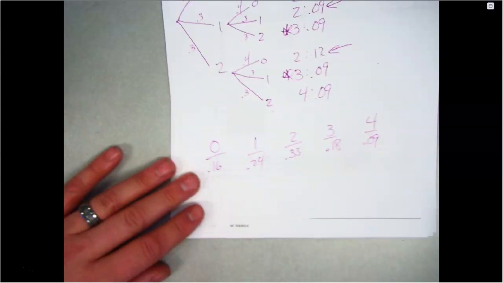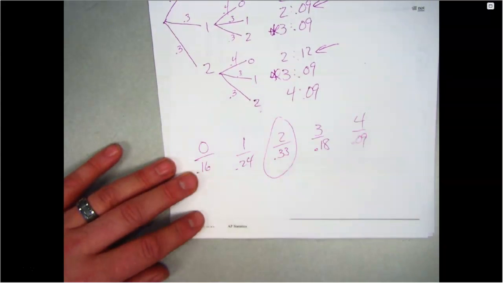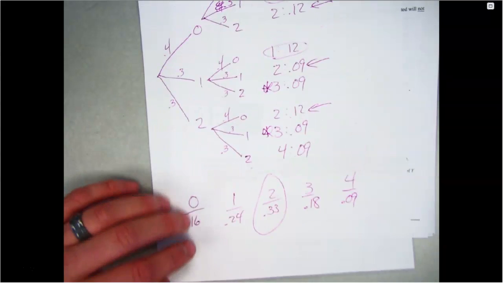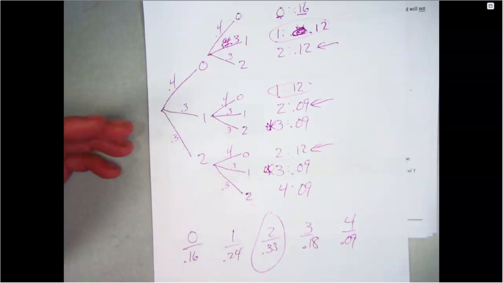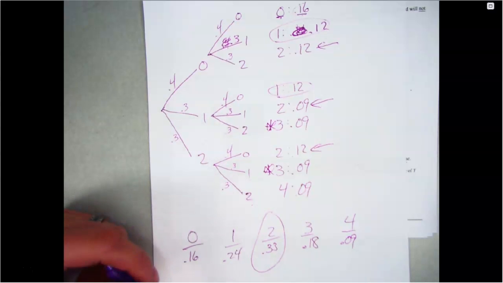So the question is, which of those is the most likely? That's 2. That's pretty tough. After going through it, does it help some?